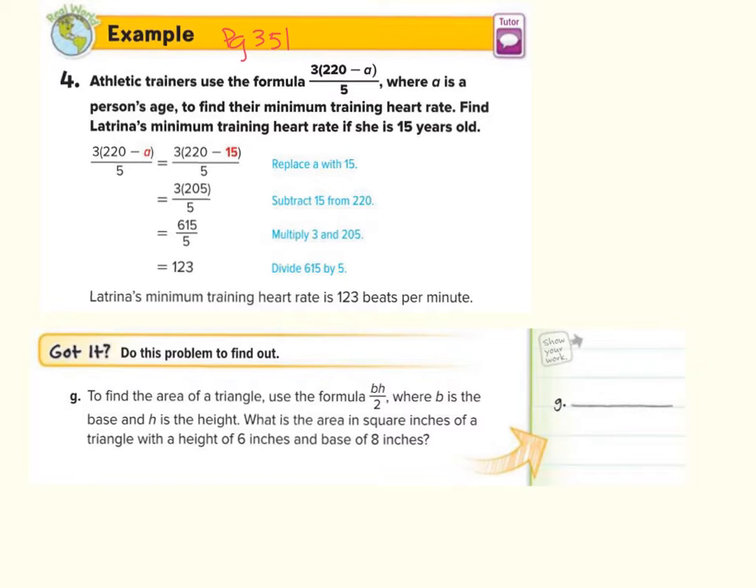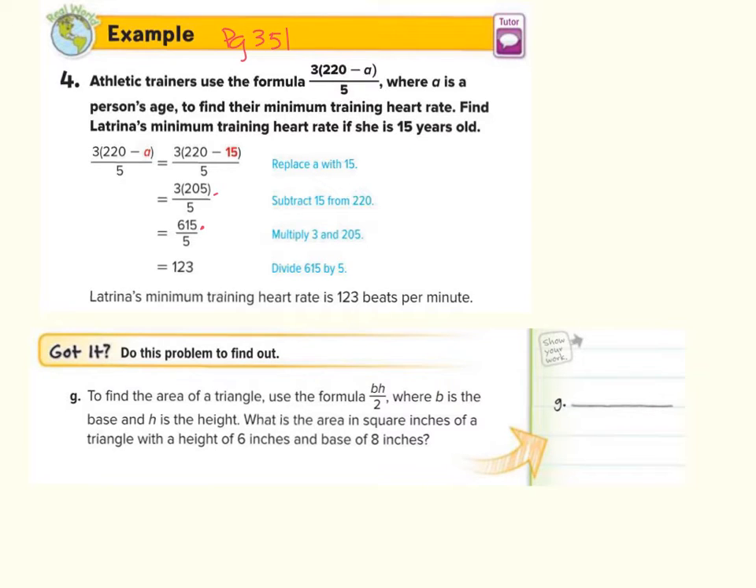So if you look at number 4 and read through number 4, they give you that formula where A stands for the years. So they give you the number. She's 15 years old, so all you have to do is plug in the 15 in place of the A and then solve it like you would using your operations. So you can see that they subtract first. Once they subtract 220 minus 15, they get 205. Then they multiply this times 3, get 615 right here, and then the divided by 5 is the last step, and they get 123.